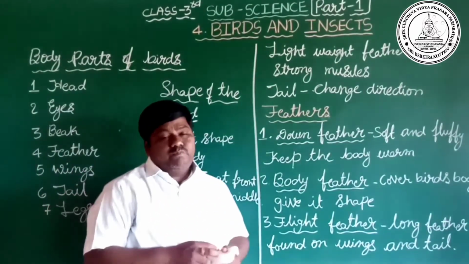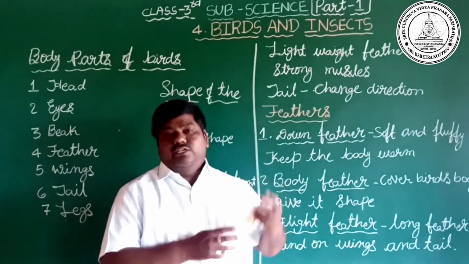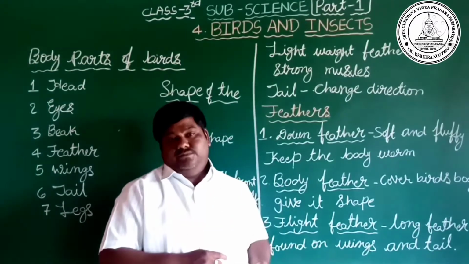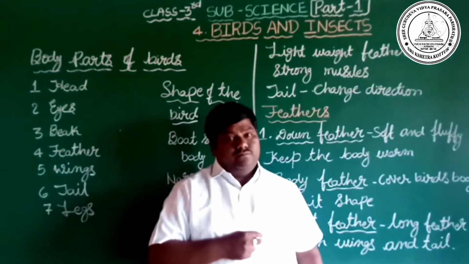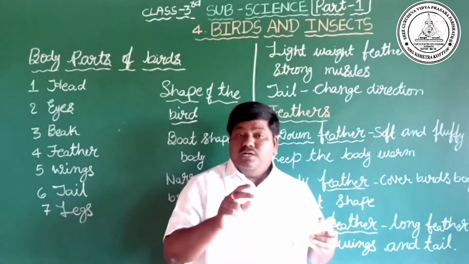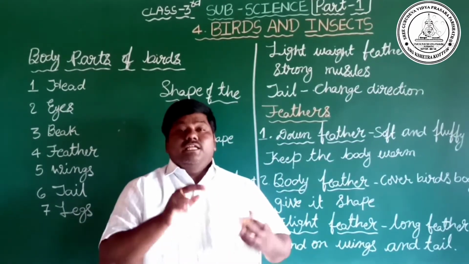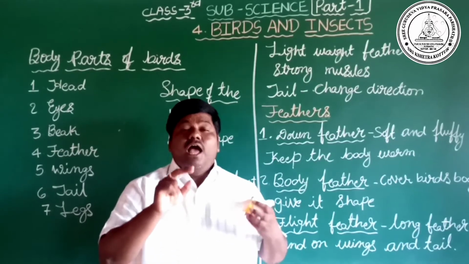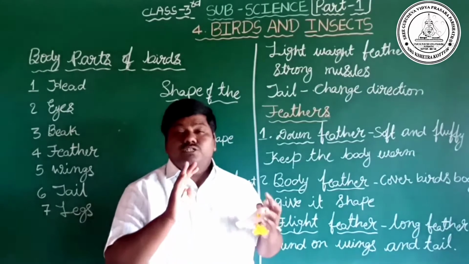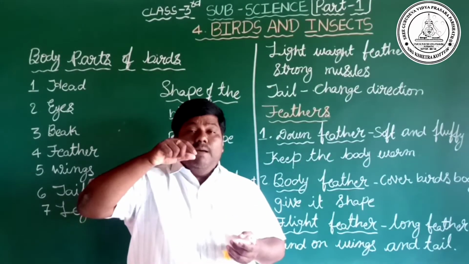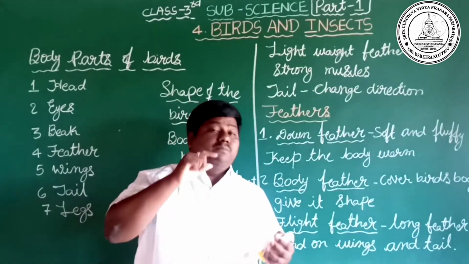And one more thing, we also have bones. The birds also have bones. What is the big difference? The birds' bones are very thin and we see hollow space, that means empty space. We can't see the meat in the bird bones. We are not seeing the meat in the bird bones.